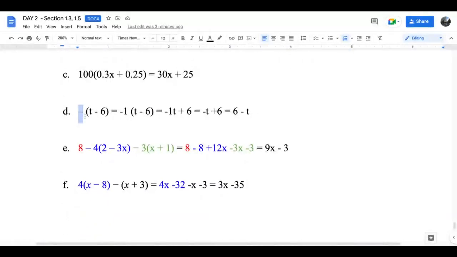Negative sign in front of a parenthesis, we can distribute as -1. All right, we think of it as a -1. -1 times t, that's -1t, which we write down as -t. -1 times -6 becomes +6. So in the end, we have -t plus 6, or we write it as 6 minus t.